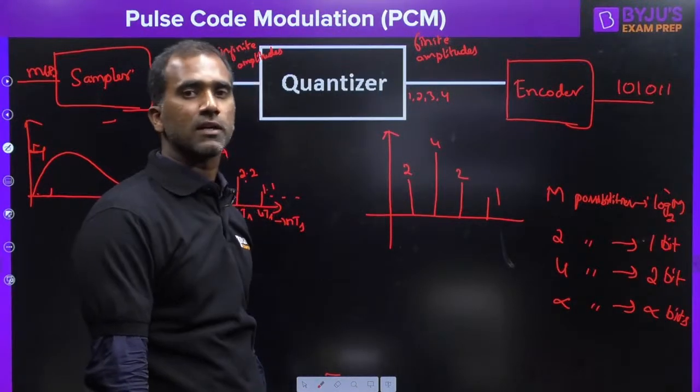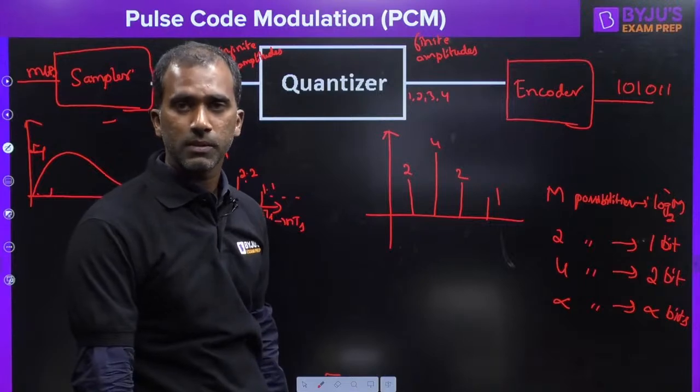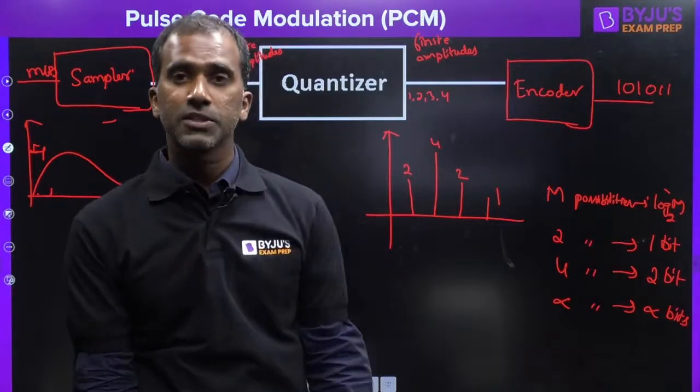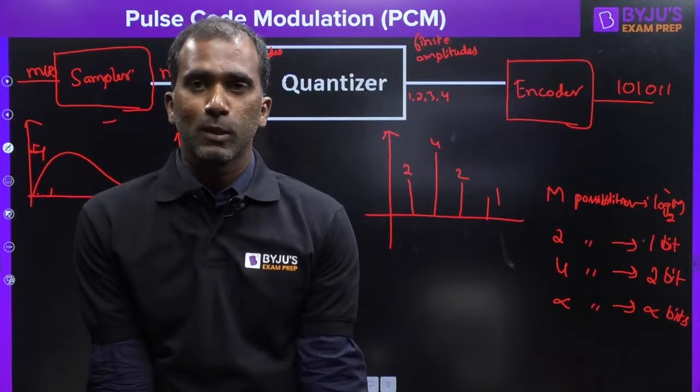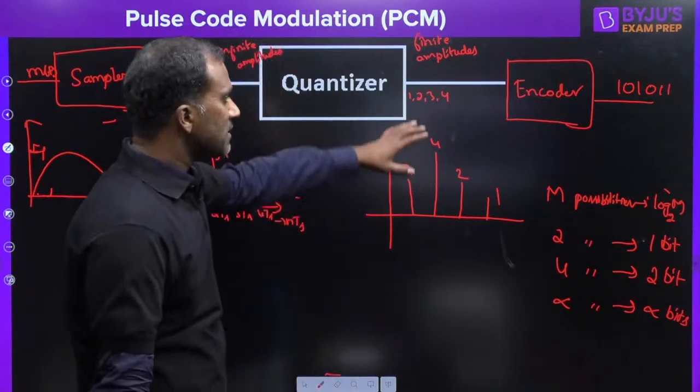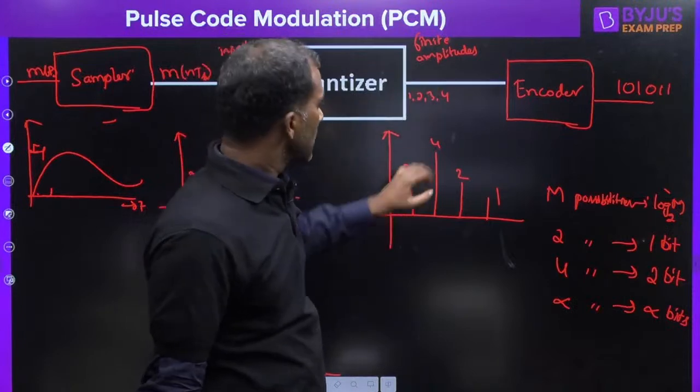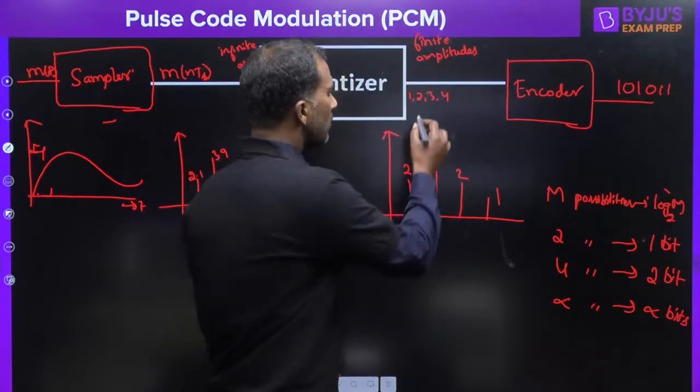Okay, we can reduce the error. Eliminating the error is not possible. When you are using a quantizer, quantization error will be there. But the best we can do is minimize it. How to minimize it? By using more quantization levels. If you are using more quantization levels, here how many are there?